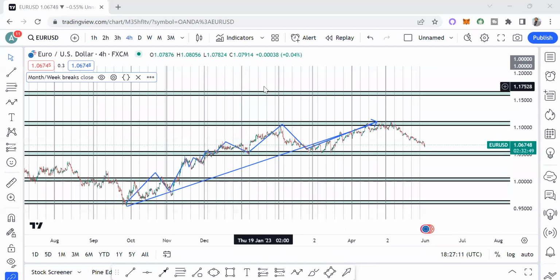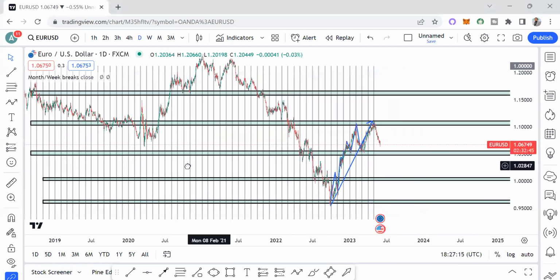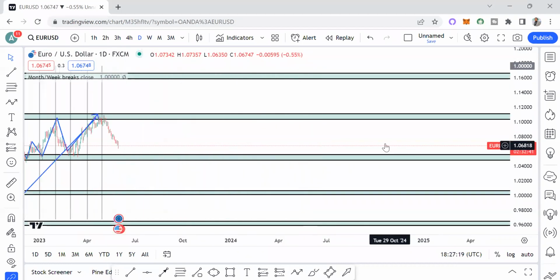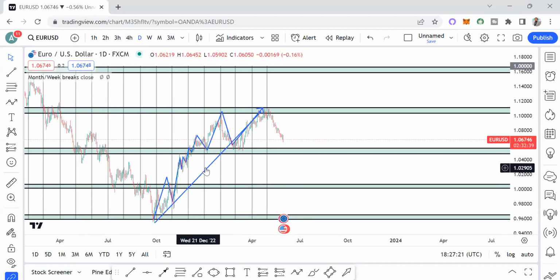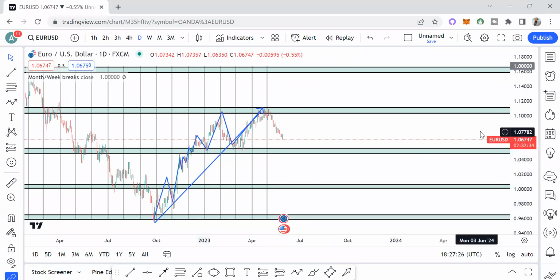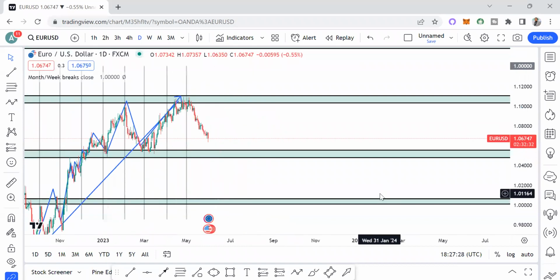You can see clearly. Now, if I go back to the daily time frame also, let me expand this a little bit so that it's not too vague. Let me remove this. Let me expand this.